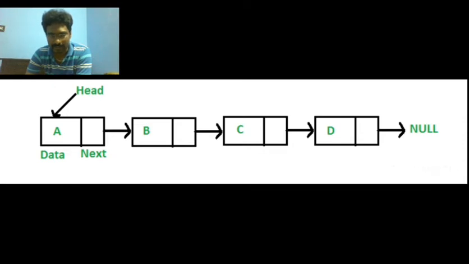Likewise it happens for D also. At last it is pointing to null, because no other node is there, so the address will be null. This will be stored in the next field of the fourth node, D. So the next field will be null. So this is about the linked list format of storing the data in the linear part.